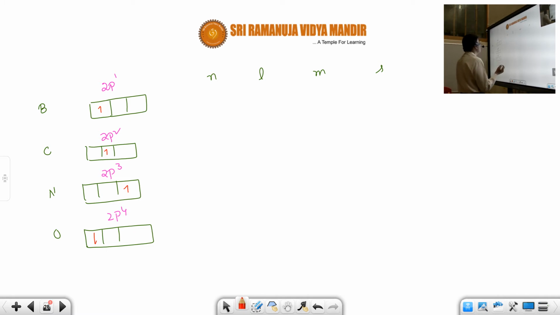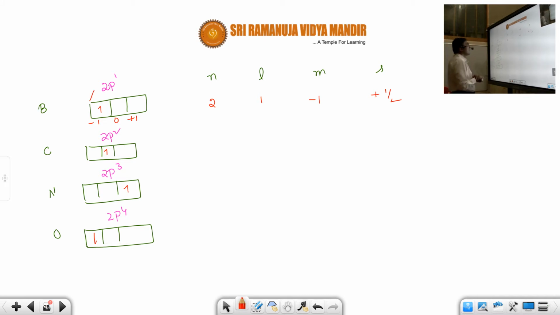So let us write, students, here. Now it is in the second orbit. Now what is the shape of the orbital? It is a dumbbell, that is L is equal to 1. M value will be from minus L to plus L: minus 1, 0, plus 1. It is in minus 1. So write properly, it is minus 1. Now it is plus half because it is up.